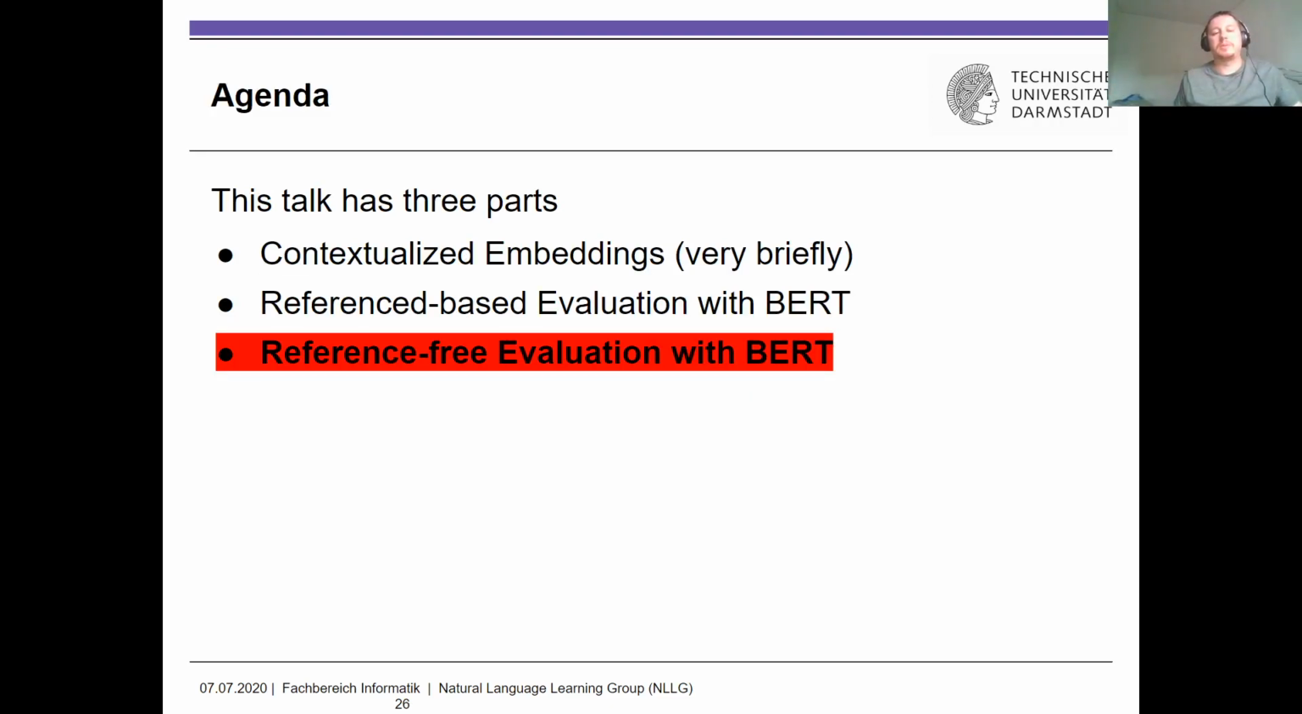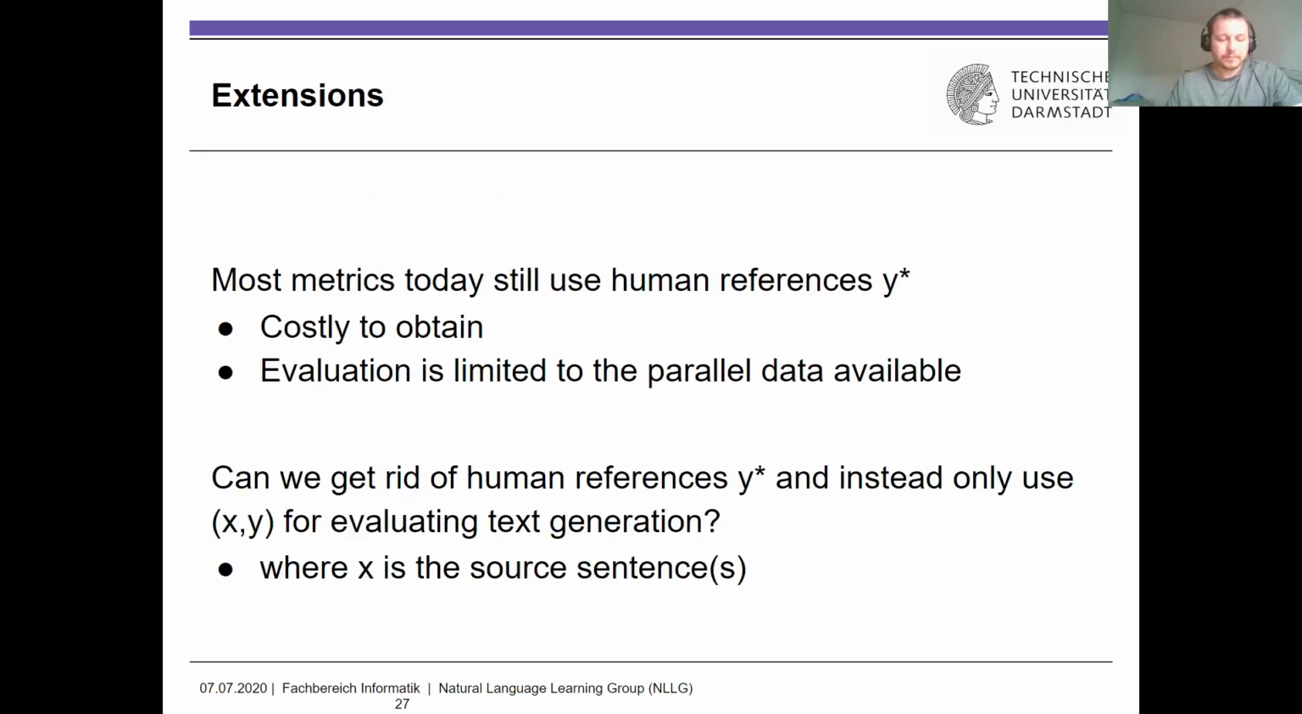Now let's come to the most important part of this lecture today. So this is the reference-free evaluation with BERT. So what is the problem we have seen so far with the reference-based evaluation? The core problem was this human reference Y star, right? So some human has to produce this Y star. So this is costly. We have to pay some human to do that. And if those humans have to translate a lot, it costs more.